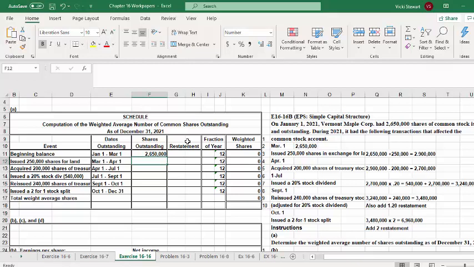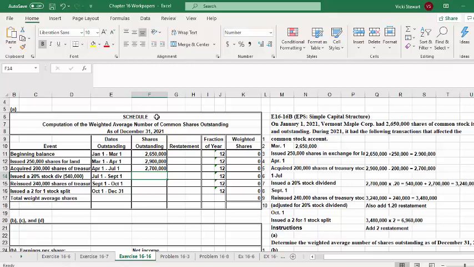On March 1st, it states that we issued an additional 250,000 shares in exchange for land. So at that point, we had 2,900,000 shares, if you add 250,000 to 2,650,000. On April 1st, it states that we acquired 200,000 shares of treasury stock. So we know when we acquire treasury stock, those shares are no longer outstanding. So we would subtract those from the 2,900,000, and that would give us 2,700,000 outstanding shares.